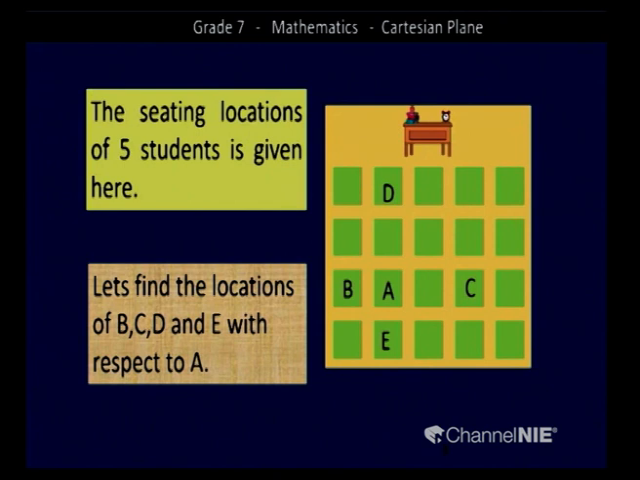Here, I am going to express the locations of B, C, D and E with respect to A. Right. So, first of all, I will get the locations of D and C with respect to A.